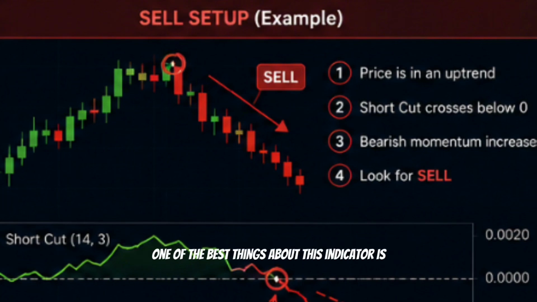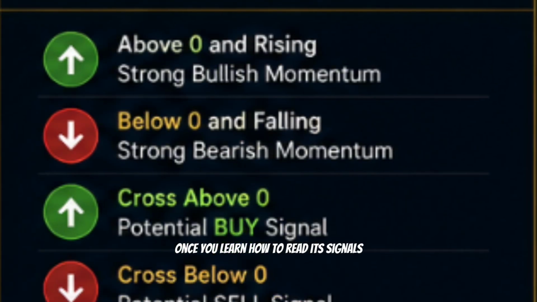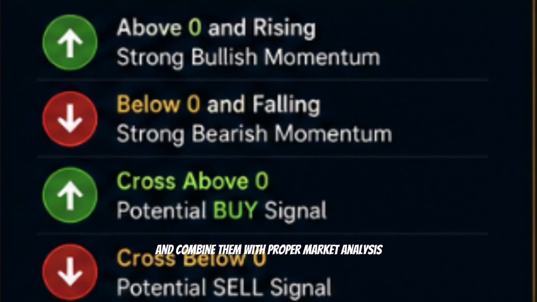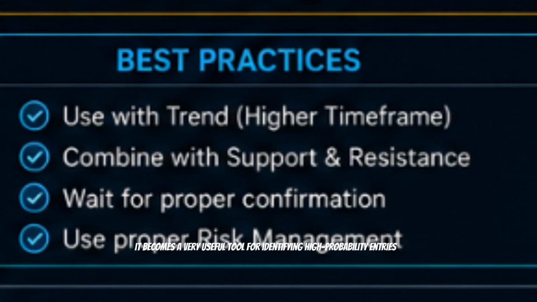One of the best things about this indicator is that it's very easy to understand. You don't need years of trading experience to use it. Once you learn how to read its signals and combine them with proper market analysis, it becomes a very useful tool for identifying high probability entries.